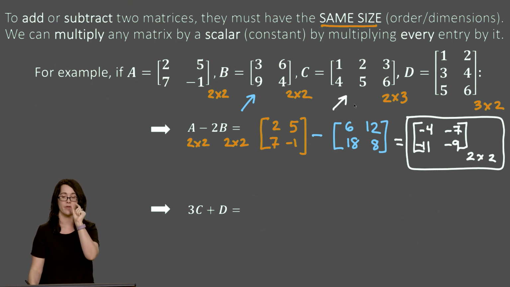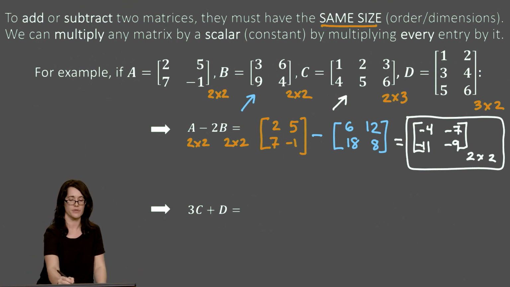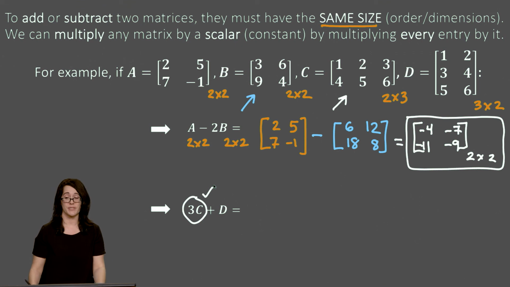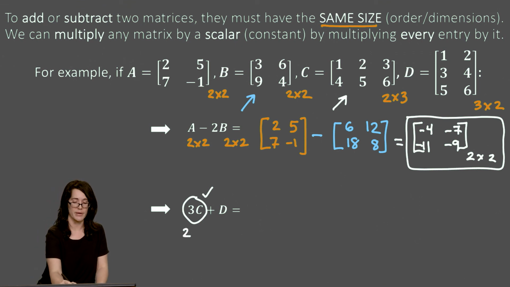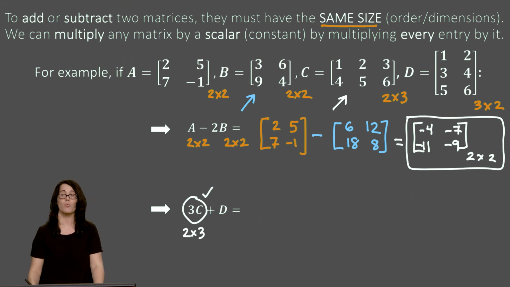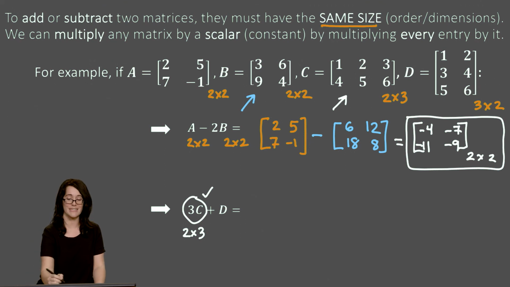We would simply have 3, 6, 9 for row 1, and 12, 15, 18 for row 2. Definitely possible. So this part we could do, no problem. What size matrix is that? Well, it's still 2 rows by 3 columns. But what about matrix D? It's still 3 rows by 2 columns.